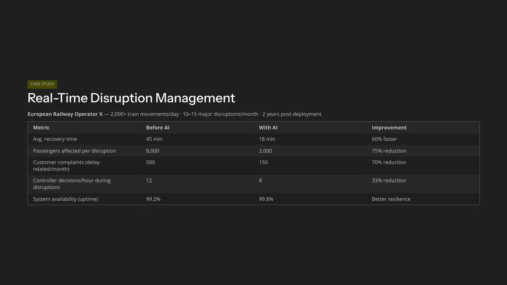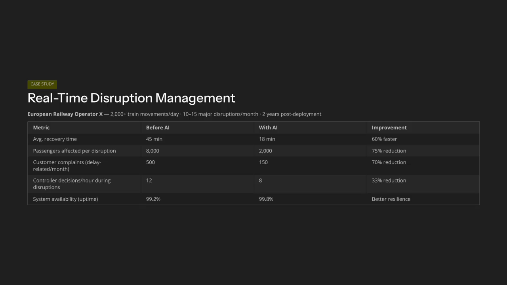The implementation was built in layers. First, a data platform, real time feeds integrated from signaling systems, train positioning, weather services, and crew scheduling, all fused into a single operational picture. Second, anomaly detection. Machine learning algorithms learned what normal looked like across the network and raised alerts when something deviated. Signal faults were being detected around 5 minutes before complete failure. 5 minutes of warning, that's the difference between a preemptive reroute and a reactive scramble.